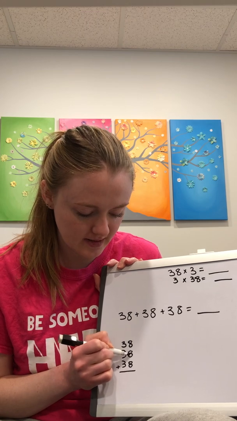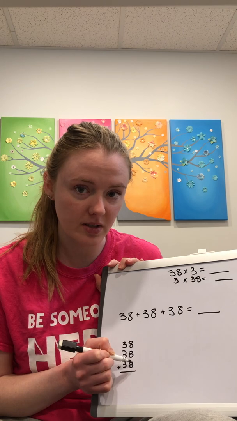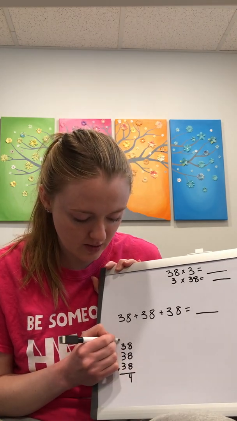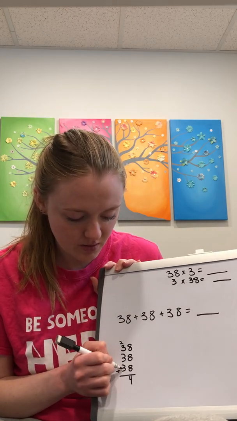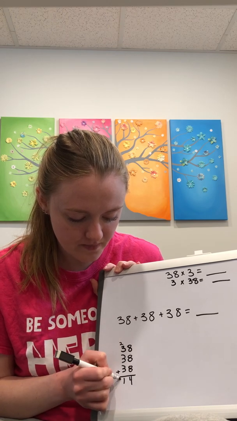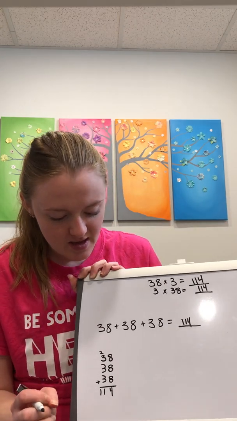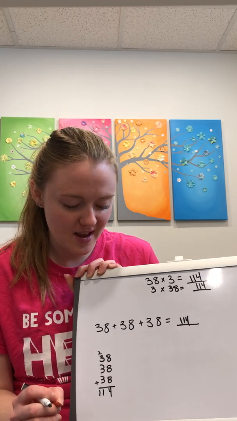So 8 plus 8 is 16, plus another 8 is 24, or 3 times 8 is 24. My 4 goes here under the ones, and I carry my 2 over. Then 3 plus 3 is 6, plus another 3 is 9, 10, 11. 114, that's my answer. 114. Awesome.